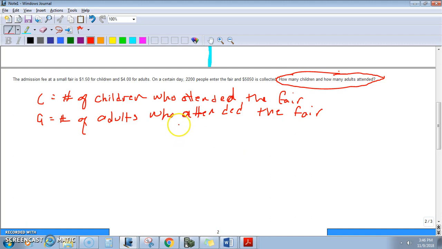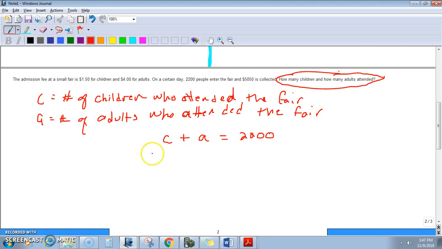Okay, so what do we know? We know that one day, 2,200 people entered the fair. So this is where these things start to get tricky, because how do we turn that sentence into an equation? Well, on a certain day, the number of children and, right, the number of adults who came to the fair was equal to 2,200, right? You don't need that comma because we're going to be solving this, 2200.